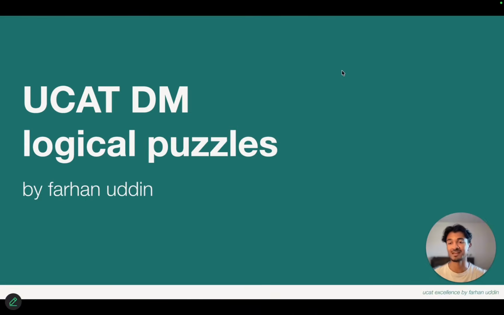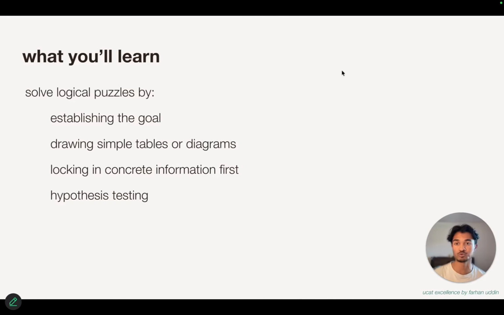across Australia. And today, you are going to learn how to solve logical puzzles by establishing the goal, drawing simple tables or diagrams, locking in concrete information first, and testing hypotheses.